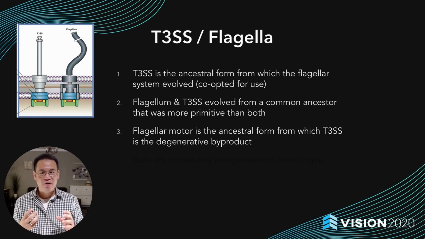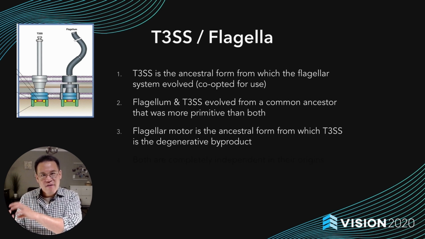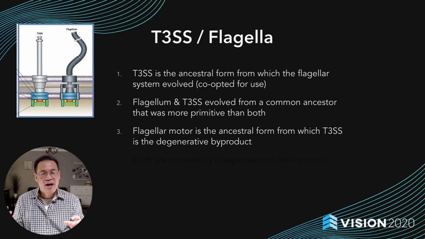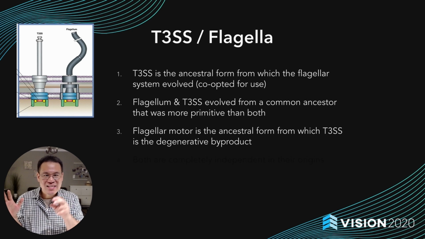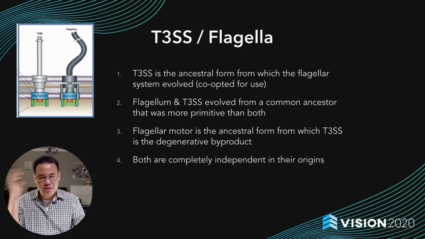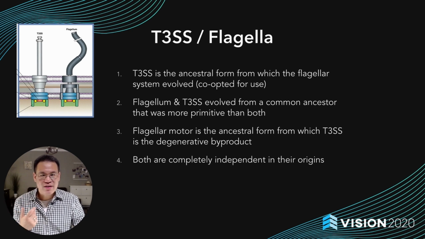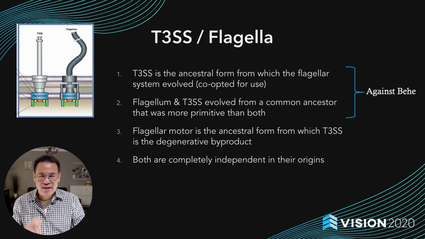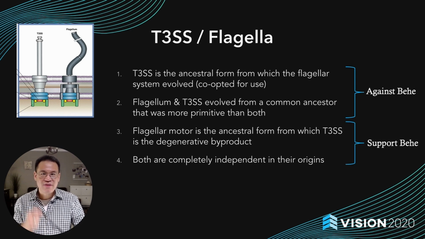Option 3 is that the flagellar motor is actually the ancestral form from which the T3SS is a degenerative byproduct. In other words, the flagellar motor was present first, but then a more simplified, quote, degenerative version developed in the T3SS. And then the final possibility is that both of these are just completely independent in their origins. The first two of these hypotheses actually contradict Behe's hypothesis. The second two support it. And so these different possibilities give us different testable predictions.